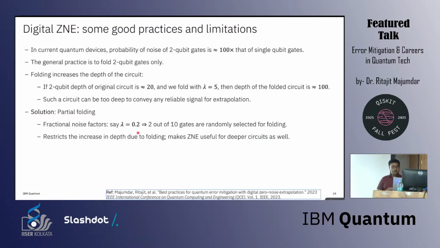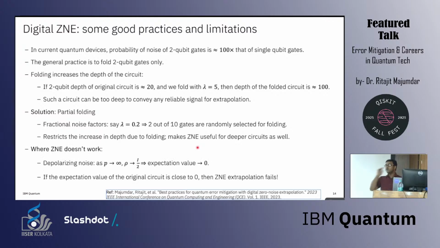What it does is it restricts the size of the folded circuit significantly, and it makes ZNE useful for much deeper circuits. And the way we could do that utility scale experiment was by using this kind of partial folding. Good. There is one more challenge, and there is no immediate solution to that challenge.